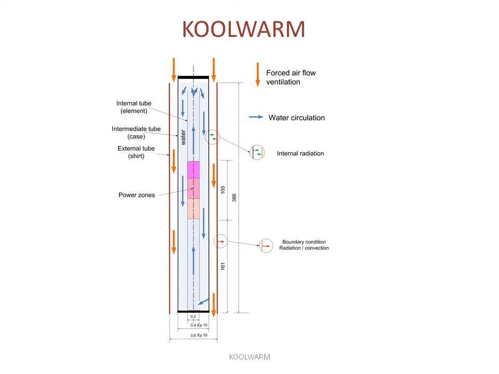This is summarized on the scheme. Here is the internal tube or element. The central part here is where the power is. The case here is the intermediate tube, which is filled with water. The natural flow in the water is up in the center and down around the element.